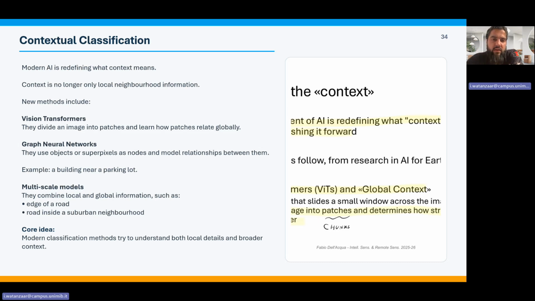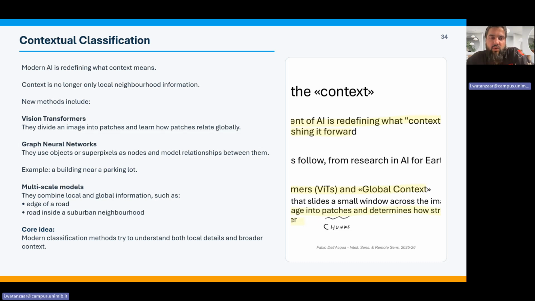They use single objects or superpixels as a single node, and after that they make relationships among the nodes, and this is how the graph neural network works. For example, a building near a parking lot. If you look at the building as a node and the parking lot as a node, and we draw their relationship, the model will understand the context much better, not based only on simple neighboring information.